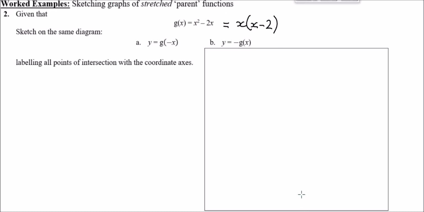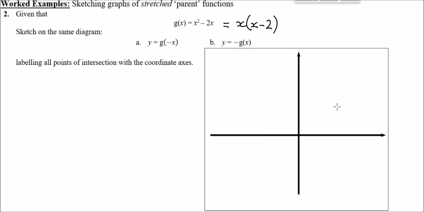So let's just pop in here the axes. So y and x, and we can plot this one fairly easily because it has roots at 0 and 2 and a y-axis intercept of 0. It's going to go through the origin. So if that's the x-axis and this is the y-axis, this one here is going to have roots at 0 and 2. So I'll just put 2 here. And it's going to look something a little bit like this.